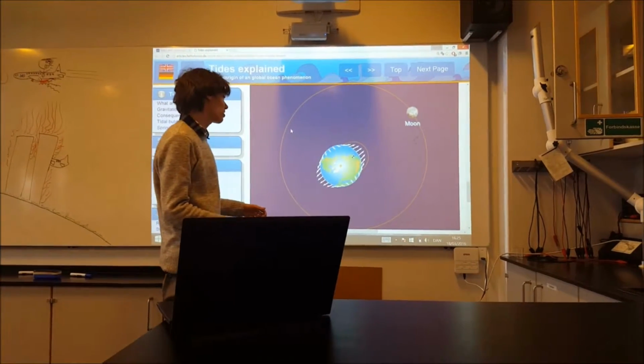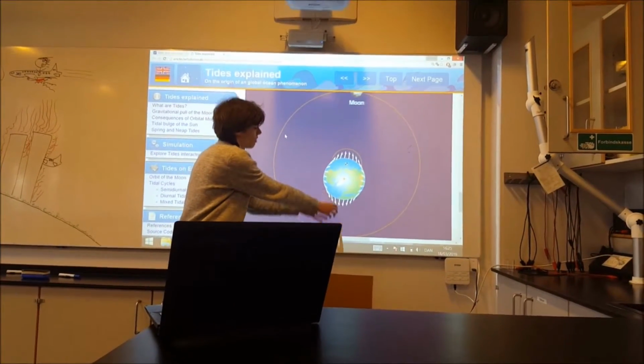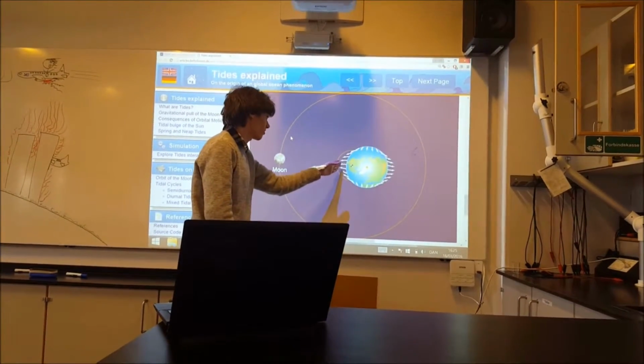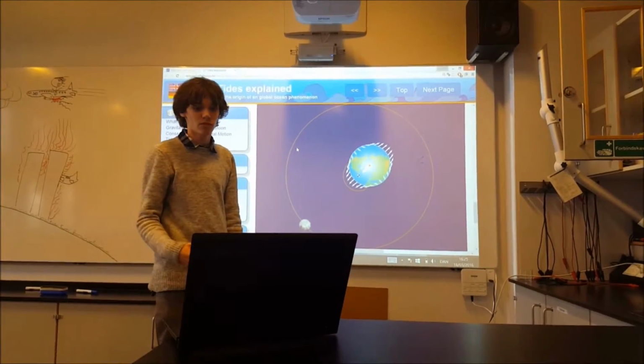So instead of thinking of it as this water being stretched, you should think of it as this and this water being pushed towards this and this part of the Earth.